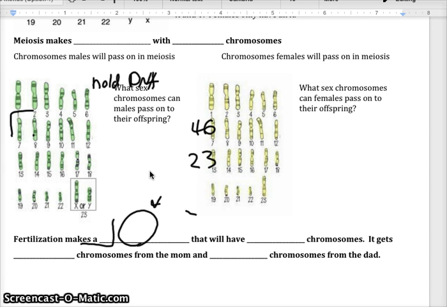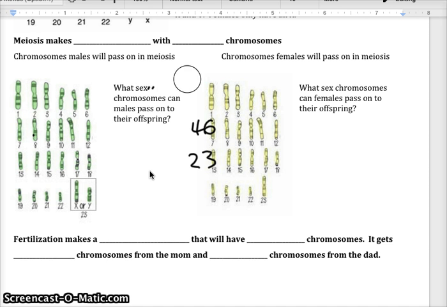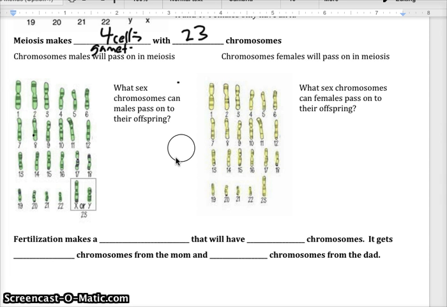Alright, so now we're just doing some quick review here because we're going to talk about mutations. We already talked a little bit about mutations in the DNA, but we're going to go over the chromosomal mutations that you can get. So, meiosis makes 4 cells with half the number of chromosomes, or you can say 23 chromosomes. You can also say these are gametes or sperm and egg, with 23 or half the amount of chromosomes.